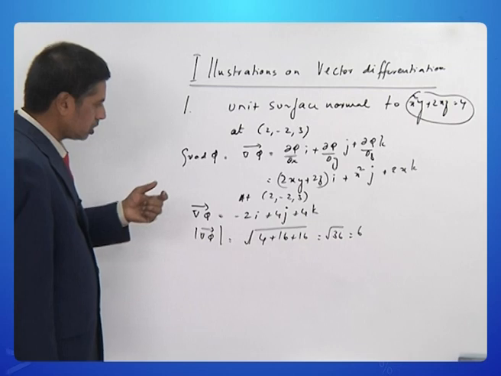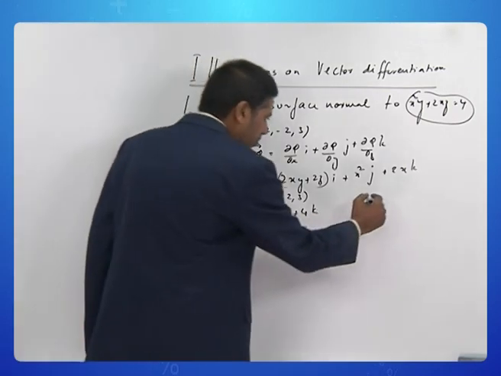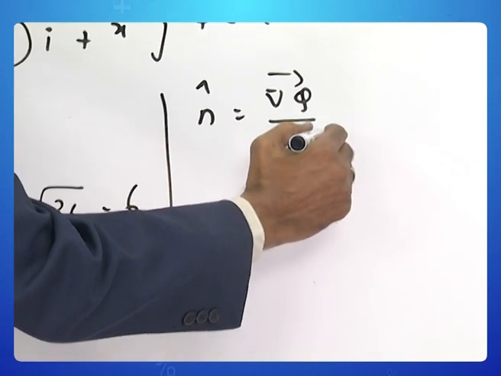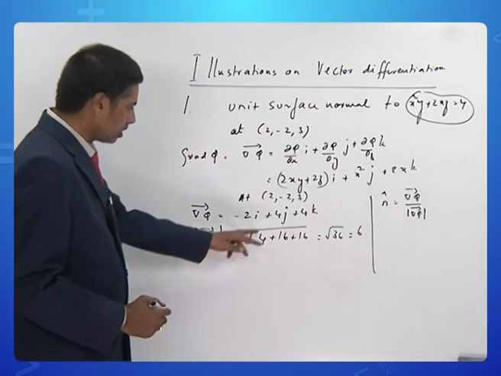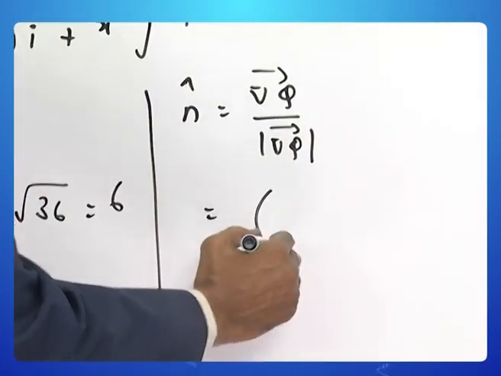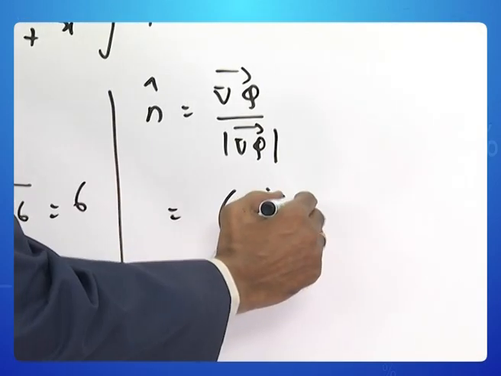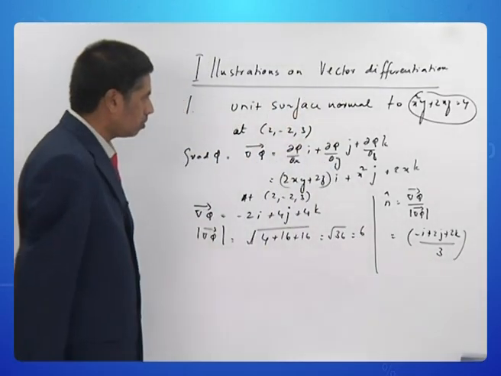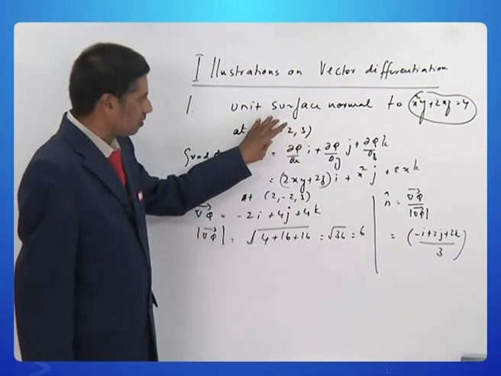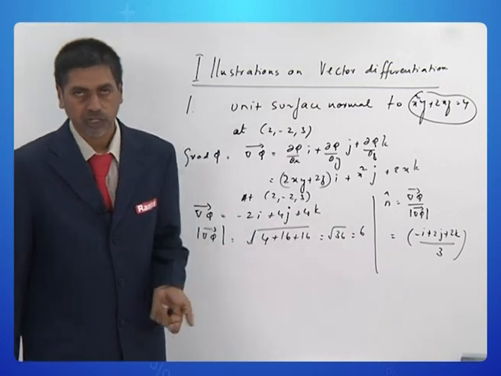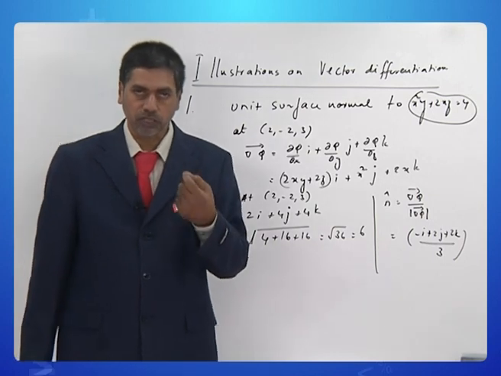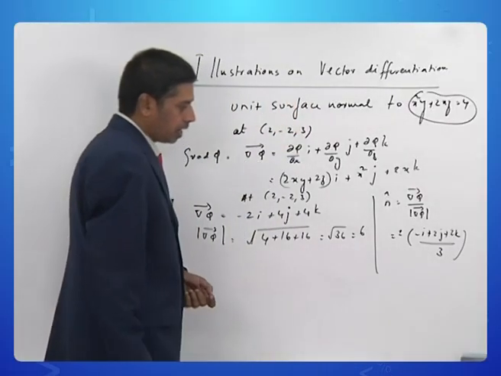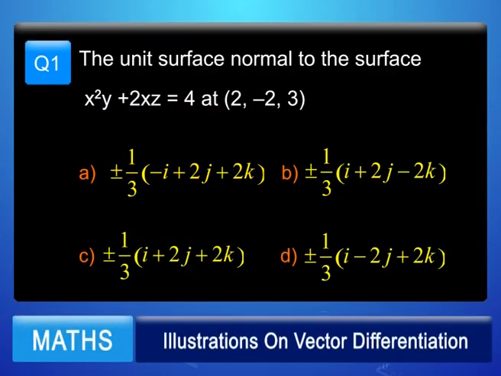Now we only need to convert this into a unit vector. So what you do is n cap is equal to del phi divided by the magnitude of del phi. So when you divide this with 6, you get minus i plus 2j plus 2k divided by 3. But what is not clear in this problem is whether the surface normal is an inward surface normal or outward surface normal. So for the outward surface normal, we use a positive sign convention. For the inward, we put a minus. Because it's not specified, we use a plus or minus symbol. And therefore, you can find the correct option for this problem is A.